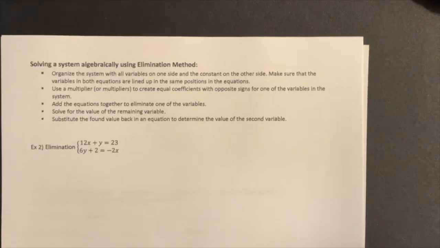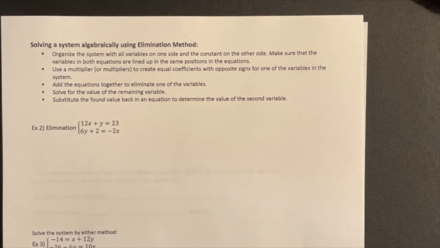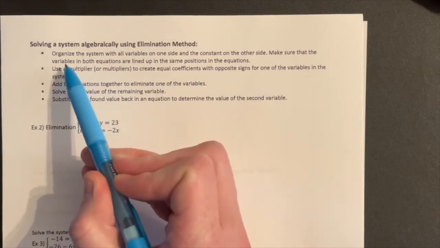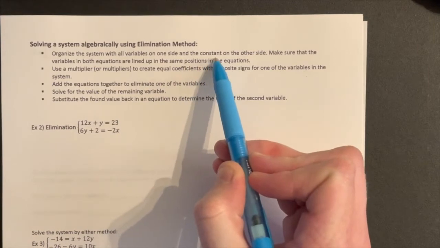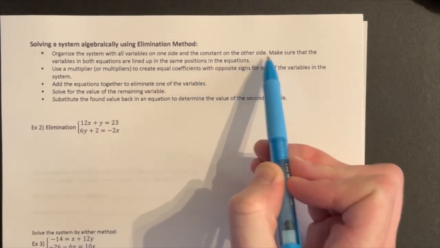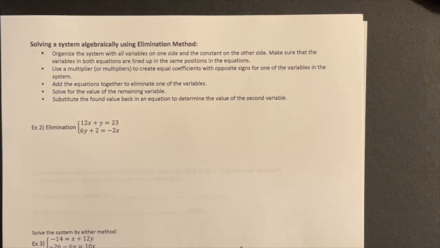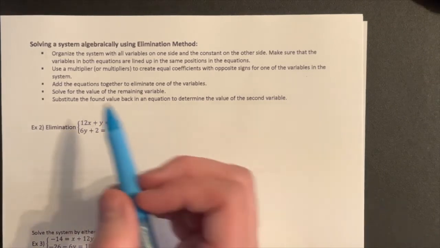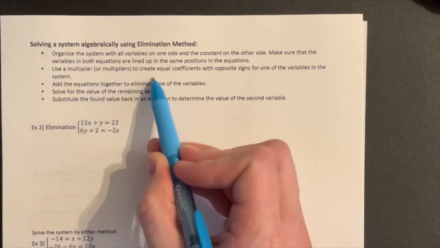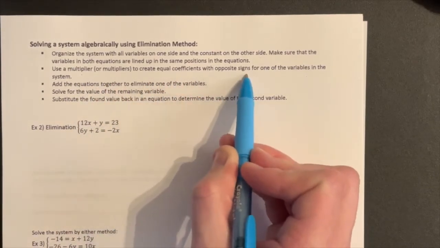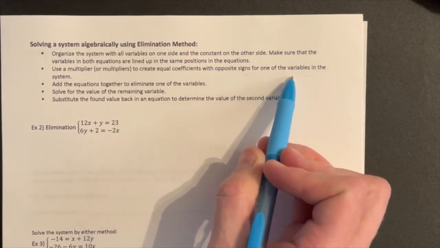Now the elimination method is still trying to eliminate a variable so we can get down to one variable. But we want to organize it. So we're going to organize the system with all variables on one side and the constant on the other side. We do want to make sure that the variables are lining up. So all the x's are kind of in a column, all the y's are in a column, and then equals to the constant. We can use a multiplier, sometimes called a scalar, to create equal coefficients on opposite signs with one of the variables.